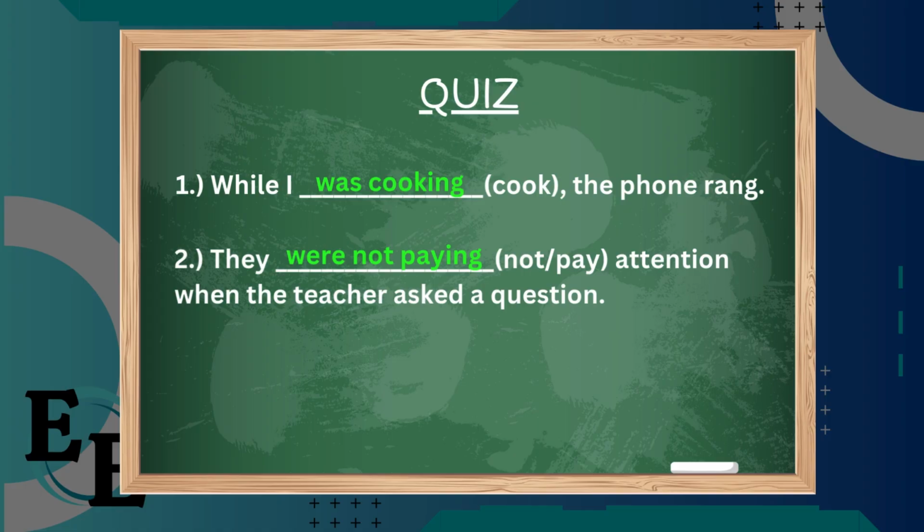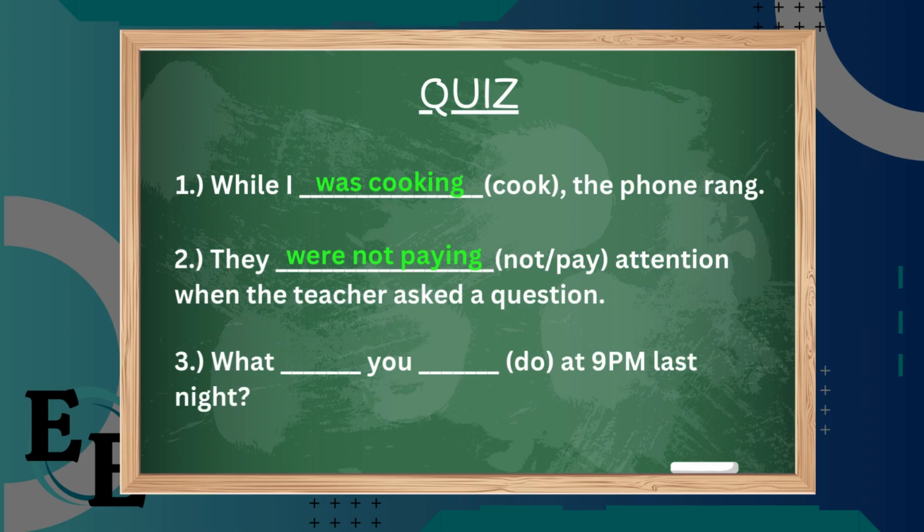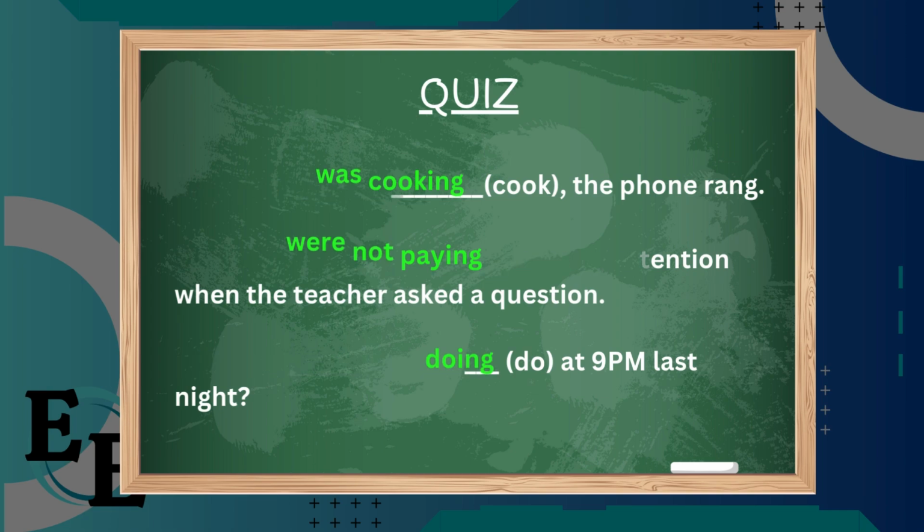Let's look at sentence number 3. Our verb is do. Here we have the subject in between our auxiliary verb and then the main verb of the sentence. And it's a question. What were you doing at 9 p.m. last night? How'd you do?